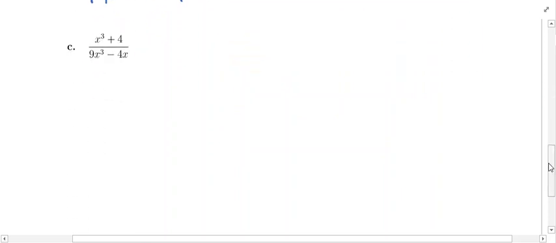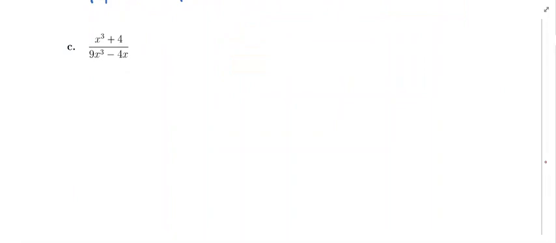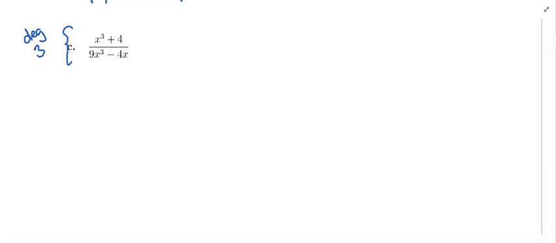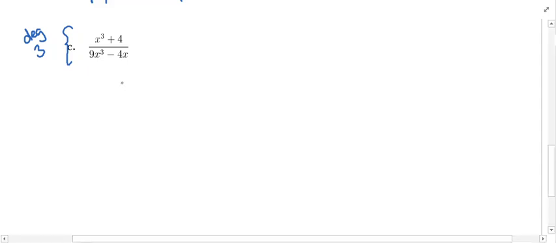In part C, we have x cubed plus 4 over 9x cubed minus 4x. We need to begin by comparing the degrees. This is pretty easy to see. Both the top and the bottom are degree 3. The highest power of x in each piece is degree 3. This is a case where the degree of the top is equal to the degree of the bottom. So this is one of the circumstances where you have to perform long division on this fraction before you set up the partial fraction decomposition. We're going to do that here because it's part of setting this thing up.